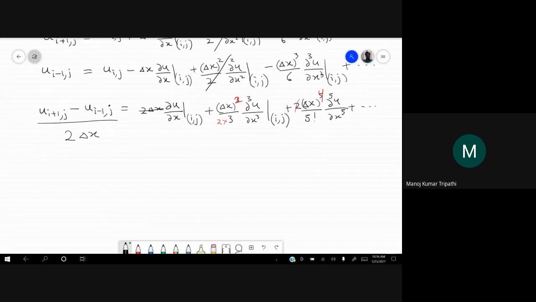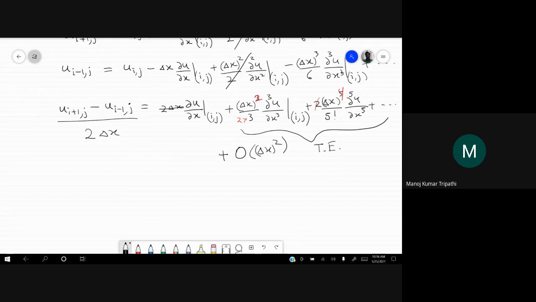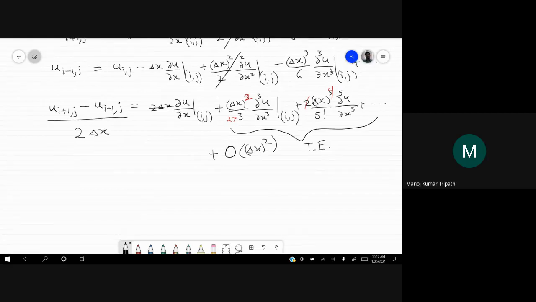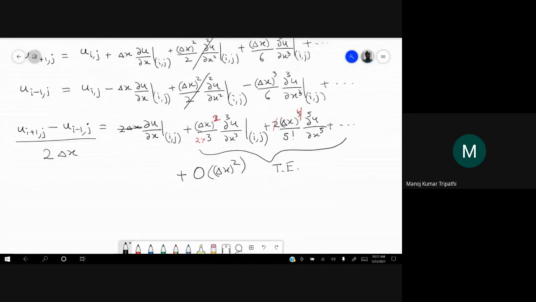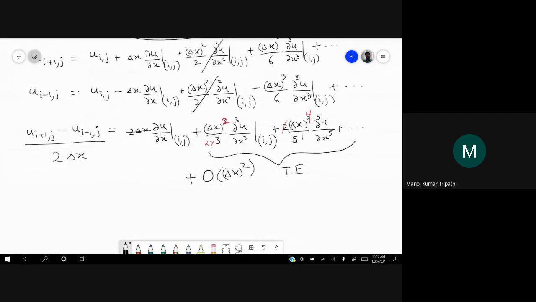So you can see what is the order of error. The leading term is delta x square. So the order of error is delta x square. This is the truncation error, and the order of that error is delta x square. So you can see that the central difference formula for approximating a first order derivative has the least error. Okay, it is order delta x square, whereas forward and backward differences have order delta x error.